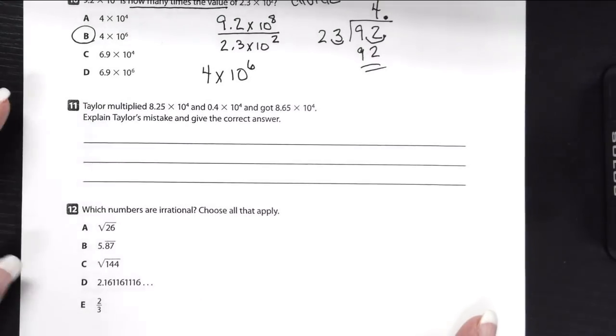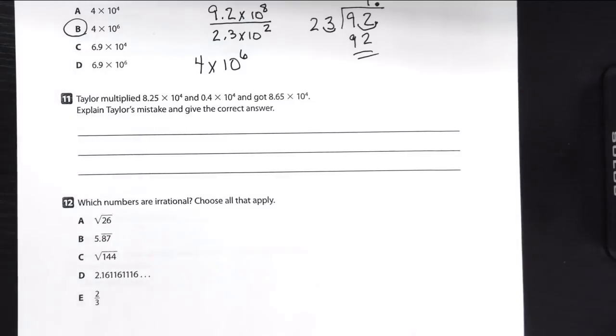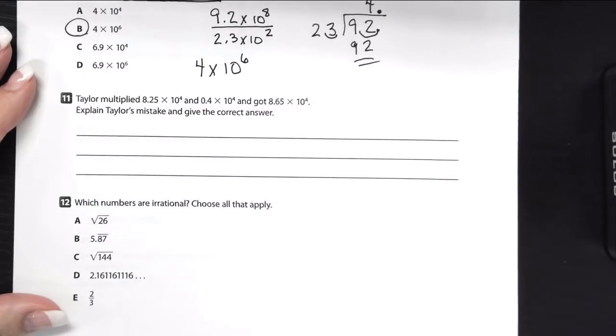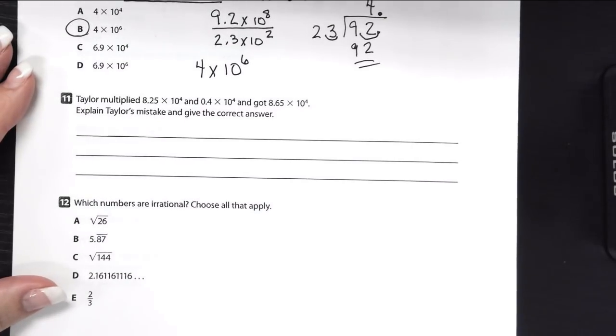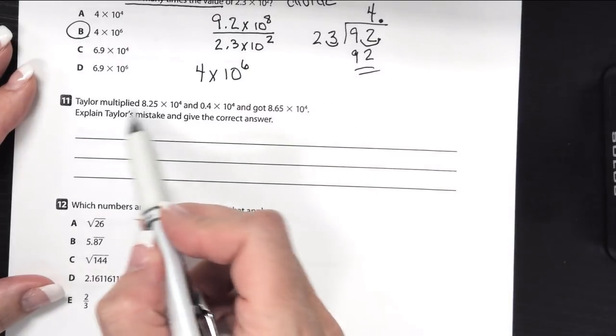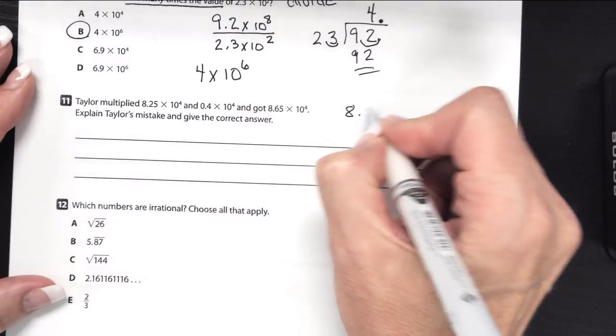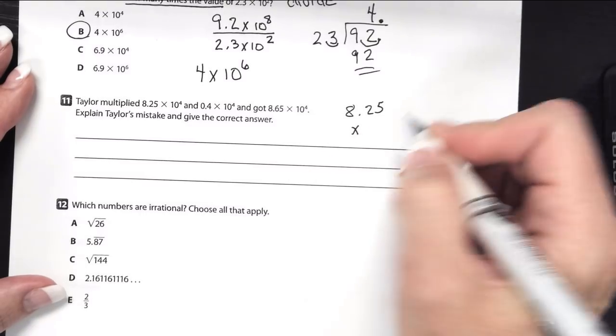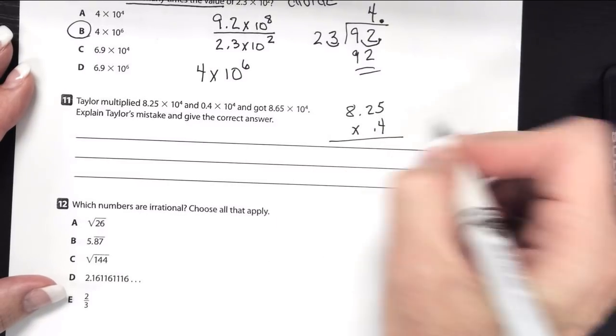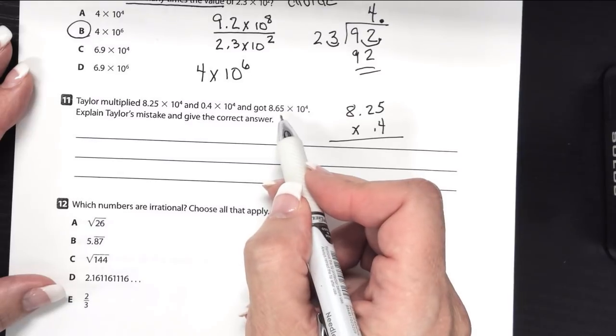All right, then let's look at number 11. It says Taylor multiplied 8.25 times 10 to the 4th and 0.4 times 10 to the fourth, and got 8.65 times 10 to the fourth. Explain Taylor's mistake and give the correct answer. Well, when Taylor's multiplying, if she multiplies 8.25 times 0.4, she's not going to get 8.65.